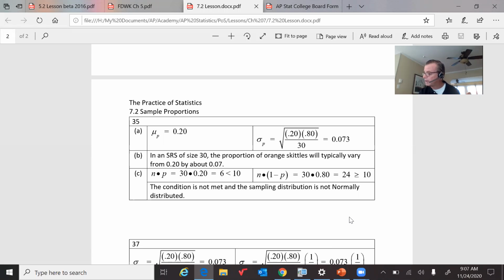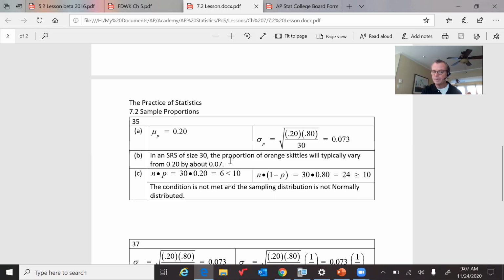Question A asks, identify the mean of the sampling distribution. So the mean of the sampling distribution is going to match the parameter. So that's the 20%. The step would be success, orange Skittles, times failure, not orange Skittles, divided by the sample size. That's the variance. You take the square root of that, and that's your standard deviation for the sampling distribution of orange Skittles.